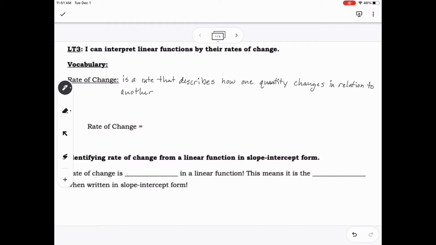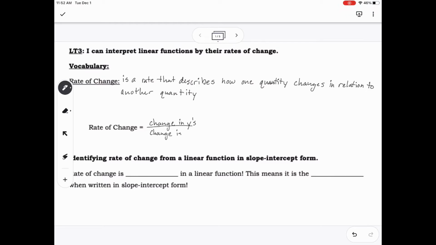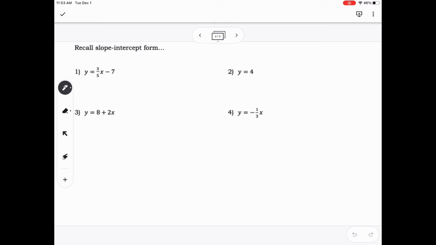So the formula that we're going to use for this is the change in y's divided by the change in x's. Okay, and one thing here we want to be able to do is kind of figure out where this fits in. So rate of change is slope in a linear function, and this means that this is the same when written in slope-intercept form. Okay, so remember what slope-intercept form is. It is y equals mx plus b, where the value of m is actually representing your slope, which is the same thing as your rate of change.